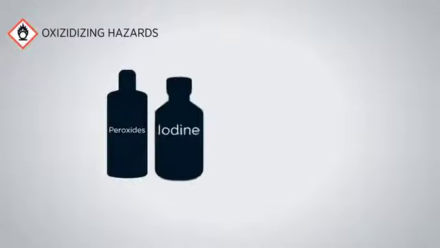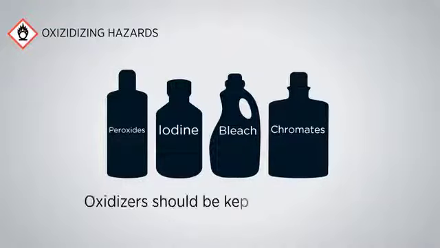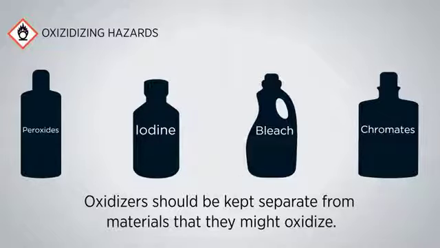Some examples of oxidizers found in the workplace are peroxides, iodine, bleach, and chromates. Oxidizers should be kept separate from materials that they might oxidize. Knowing which chemicals are oxidizers can prevent violent and dangerous chemical reactions.